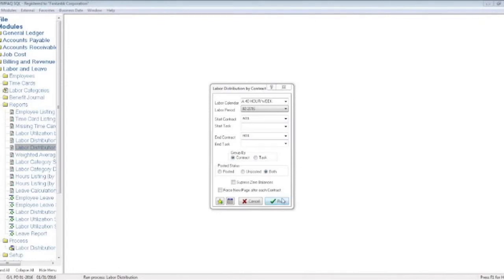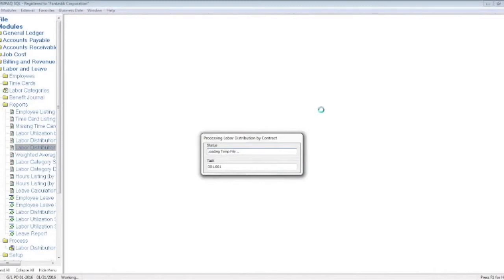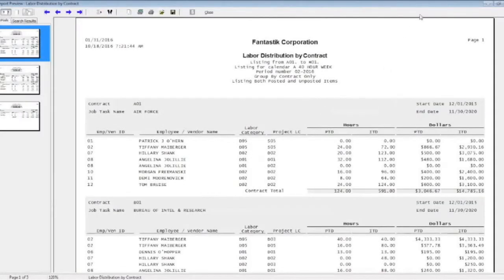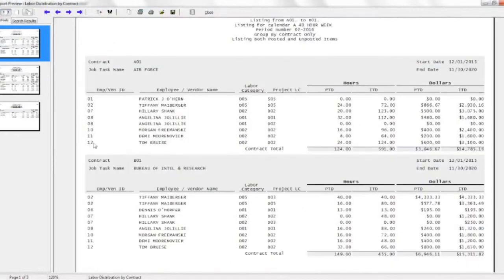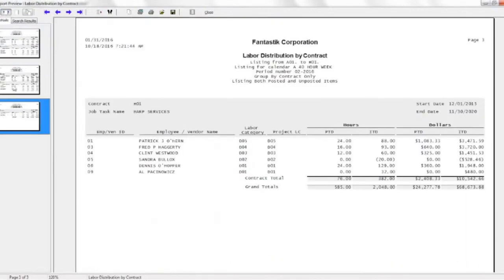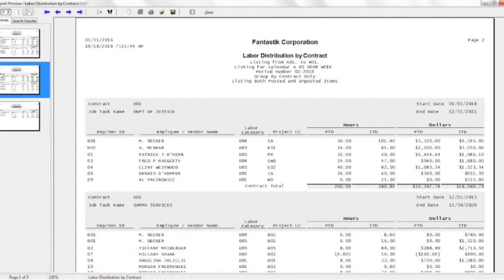So to give you an example of what another report would look like, we're going to run the labor distribution by contract report. So it's going to loop through, and for each employee, for each contract, actually in this case we're running it by contract, it can also be run by employee, you'll see the contract, the employees who worked on it, their labor categories, and the hours that they charged for the period from an inception and period to date and inception date, both dollars and hours. So that is an example of what a labor distribution report would look like in this context, labor distribution by contract.